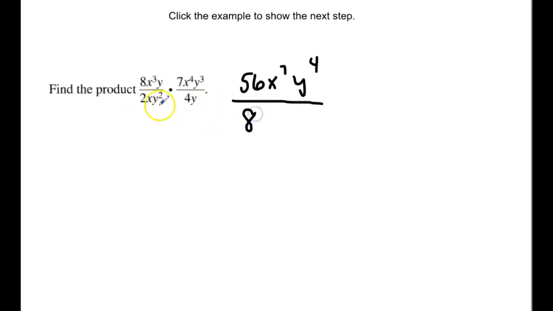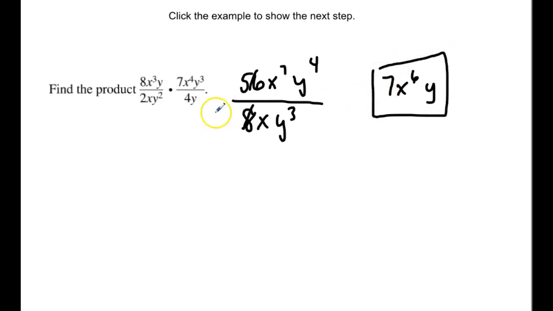2 times 4 is 8. X, there's only one x, so I'm left with that x. And then y squared times y is y cubed. So now I have to simplify. And I want to look at each piece individually. Right, so I know that 56 divided by 8, that one actually divides out evenly. So I can go ahead and cancel that out, and this becomes a 7. I see I have 1x in the denominator, and I have 7 in the numerator, so that leaves me with 6 in the numerator once I've done simplifying and canceling out. I have 3 y's in the denominator and 4 in the numerator, so that leaves me with 1 in the numerator. So here is my final simplified answer once I've multiplied.